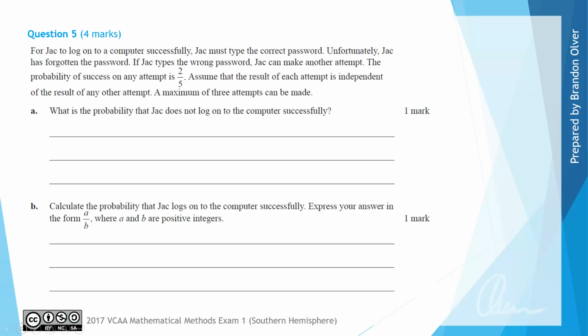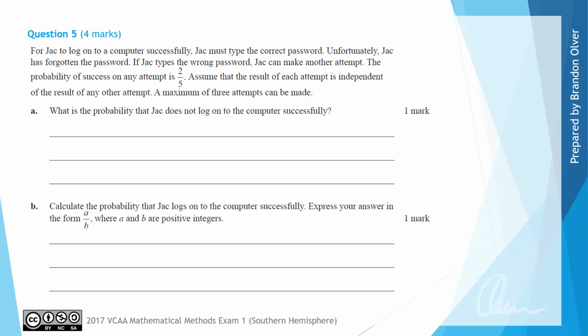So for question 5 we have, for Jack to log on to his computer successfully, he must type the correct password. Unfortunately, he has forgotten the password. If Jack types the wrong password, he can make another attempt. The probability of success on any attempt is 2 in 5, and we're going to assume that the result of each attempt is independent of the result of any other attempt. A maximum of 3 attempts can be made. What is the probability that Jack does not log on to the computer successfully?